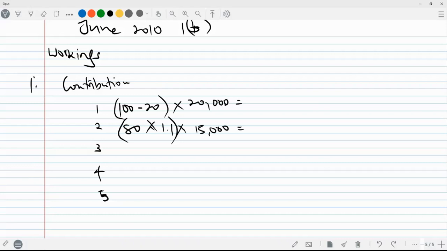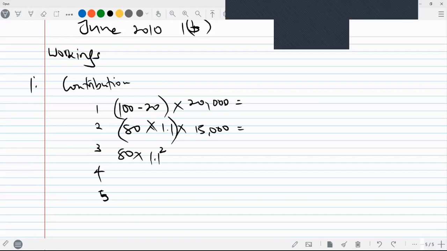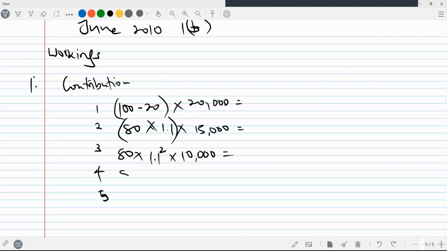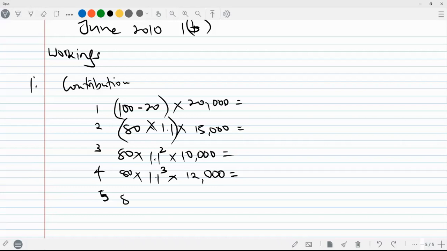Year 3 will be equal to 80, 2 years later, 1.1 squared times the number of units we're selling, which is 10,000 units. Year 4, 80 times 1.1 to the power of 3 times the number of units, 12,000 units. Year 5, 80 times 1.1 to the power of 4 times the number of units we're selling, 14,000 units. So get the contribution for each of year 1 to year 5.